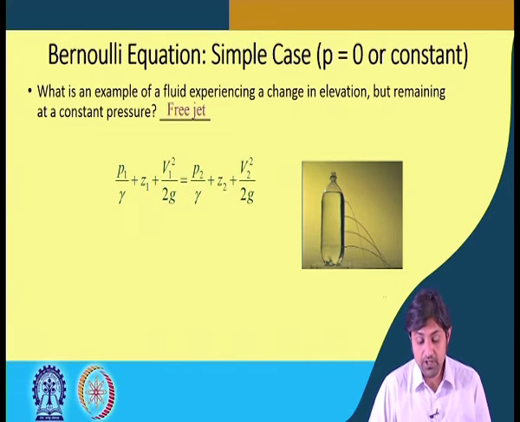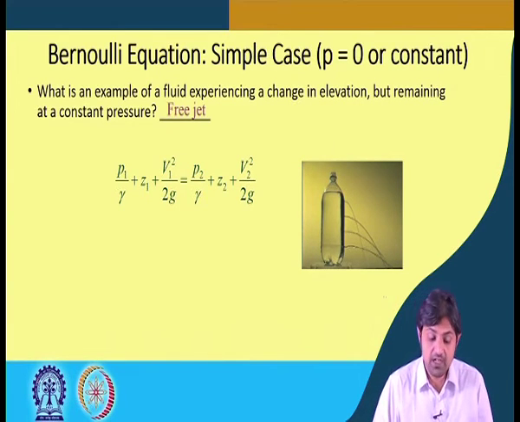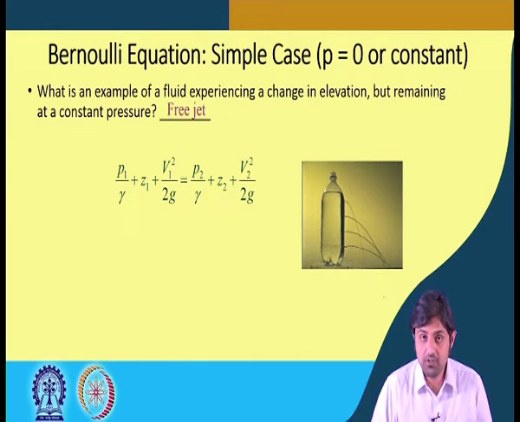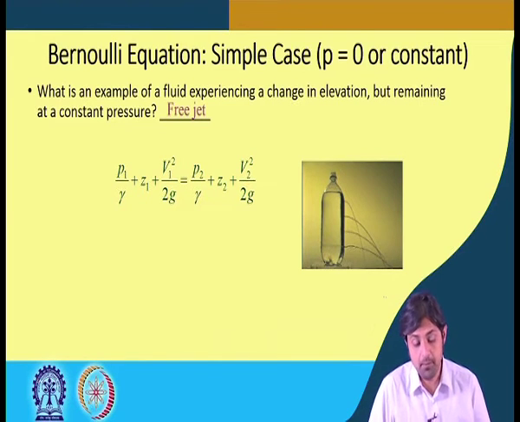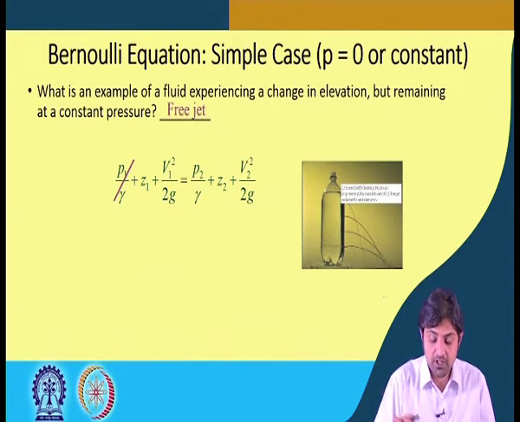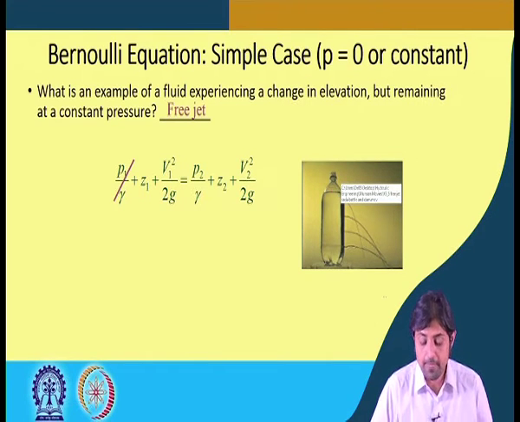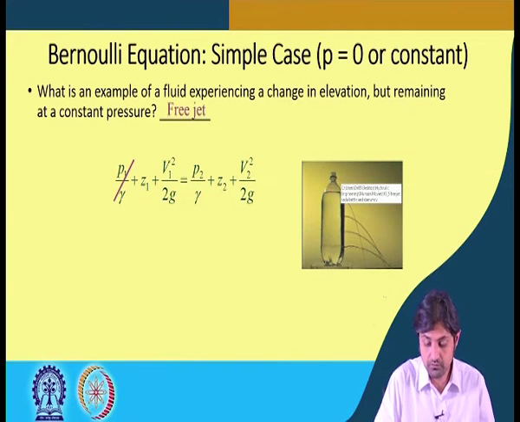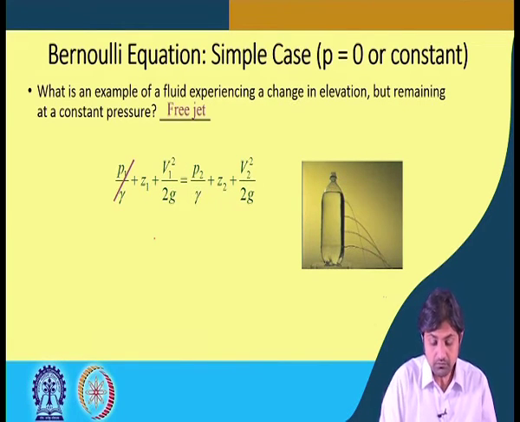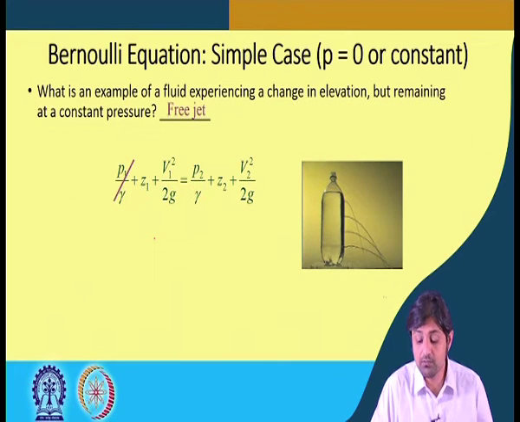So the equation, Bernoulli's equation along one streamline will be P1 by gamma plus Z1 plus V1 square by 2g, which will be equal to the same at any point 2, P2 by gamma plus Z2 plus V2 square by 2g. Because this is atmospheric pressure at point 1, we assume point 1 to be the free surface there. So pressure at point 1 will be atmospheric, therefore 0.